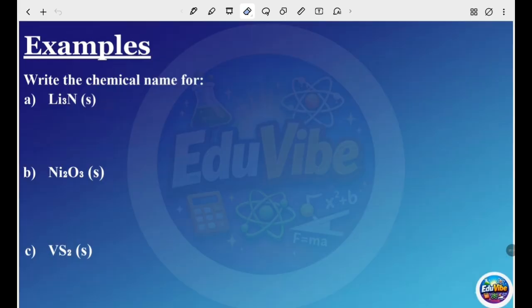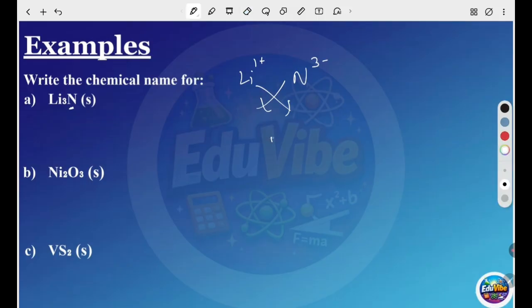Let's do examples to name the chemical names of the following chemical formulas. Firstly, we have to write how this can be made. You know from grade 10th that lithium has a charge of 1 positive, and nitrogen has a charge of 3 negative. So when we do the crisscross for this, we get this.